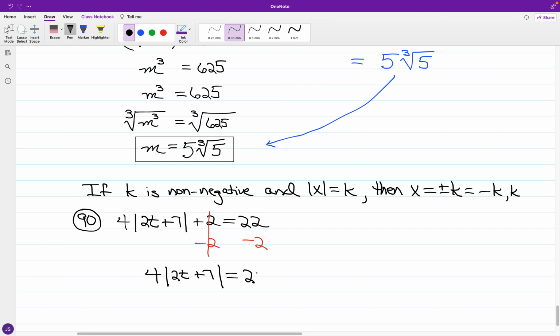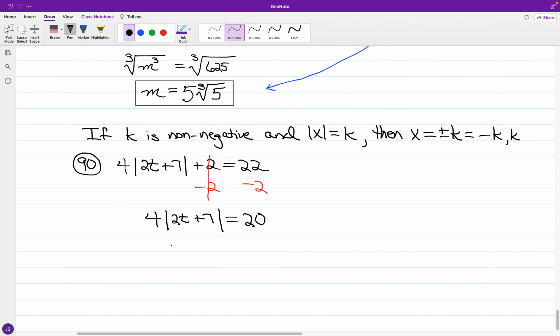Okay, 22 minus 2 is 20. All right, so I have 4 times the absolute value of 2t plus 7 is equal to 20, and getting the absolute value of 2t plus 7 by itself, I can just undo the multiplication by 4 by dividing both sides by 4.